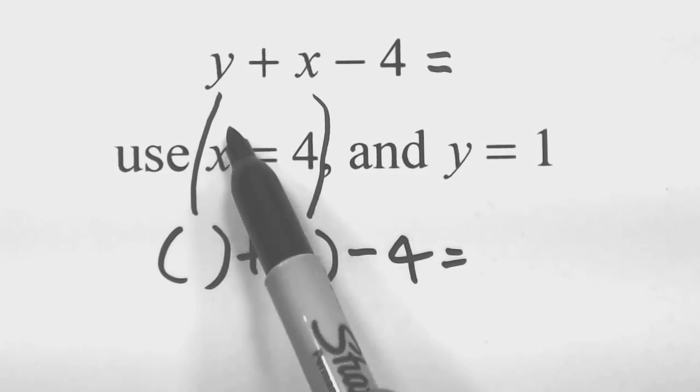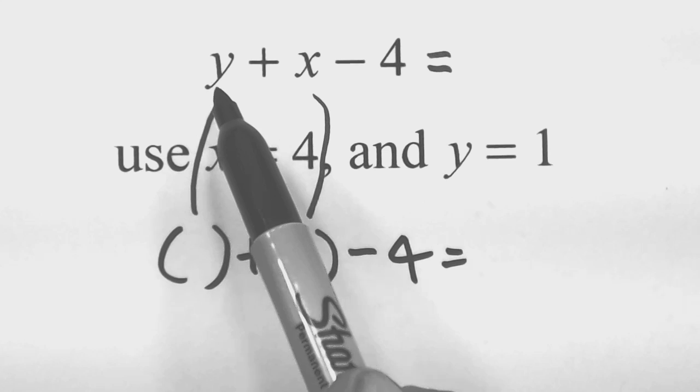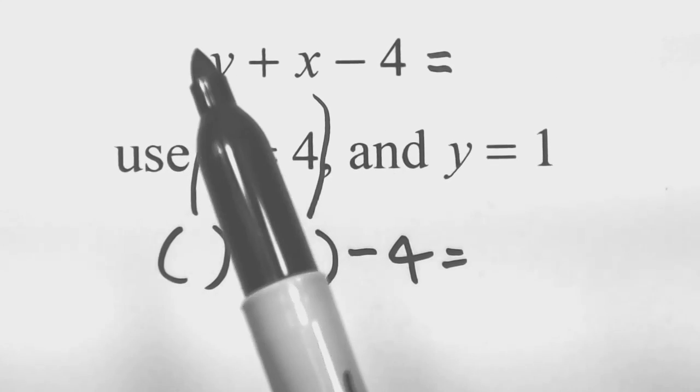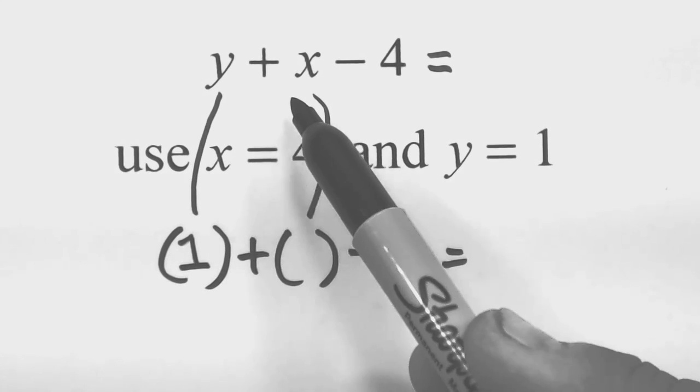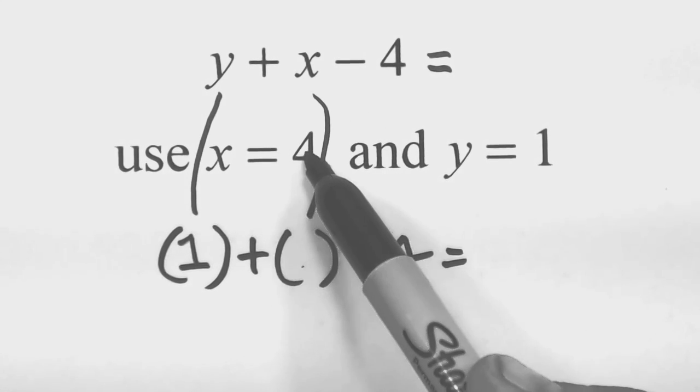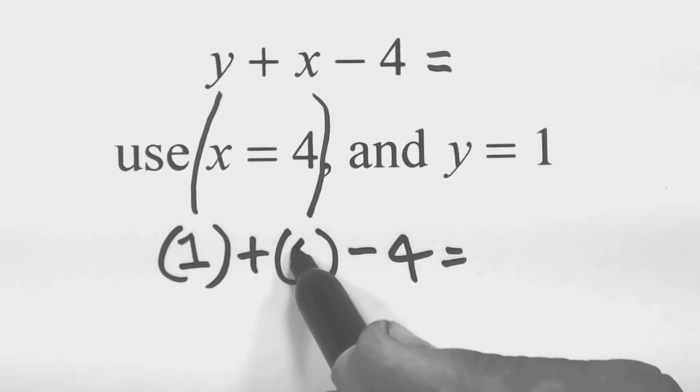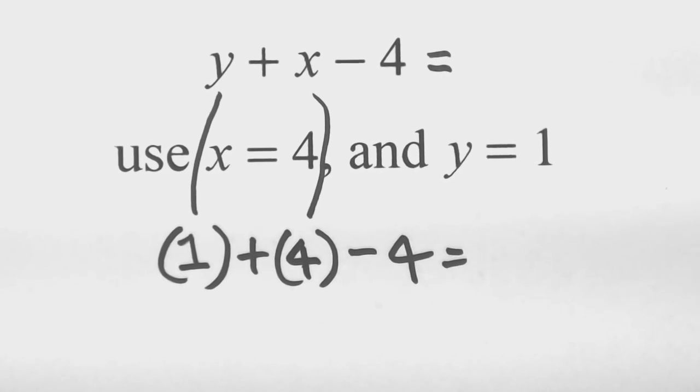This first hole right here is the value for y. What's y? Y is 1. So we put 1 in there. The second hole is for the variable x. What was x given to us as? 4.